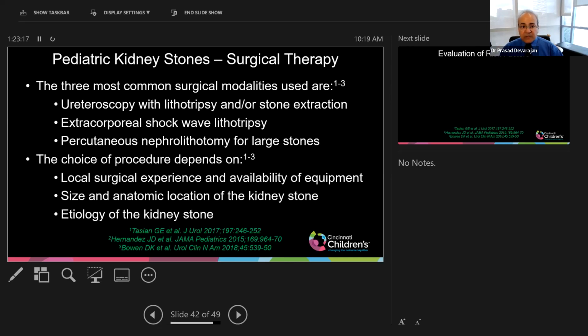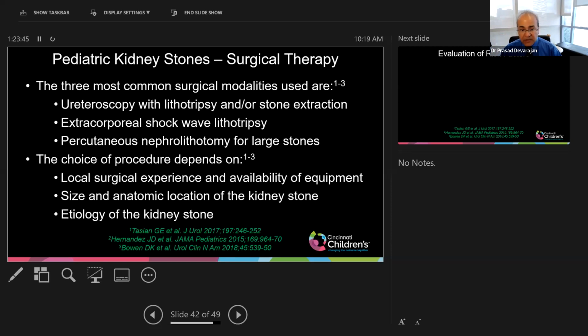For example, stones that are in the ureter and are small, 5 to 10 millimeter size, we prefer ureteroscopy. Stones that are lodged within the kidney, which we cannot reach by ureteroscopy, those will need extracorporeal shockwave lithotripsy, which is safe in children, but we try to reserve it for symptomatic stones that are sitting inside the kidney, which we cannot access by ureteroscopy.